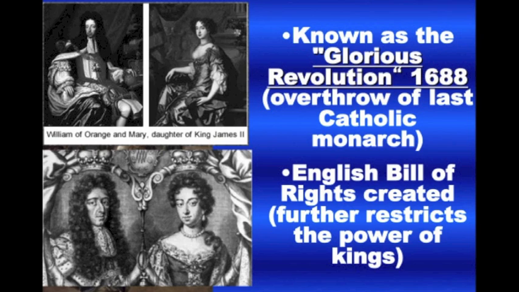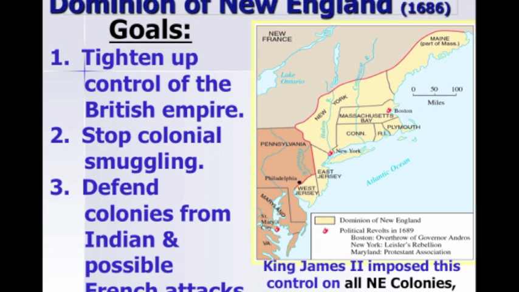So this goes down. Parliament creates an English Bill of Rights in 1689, once again British history stuff, and it places further restrictions on the power of kings. And this Glorious Revolution has consequences in the colonies. This is what we need to care about as APUSH or U.S. history students, or just weirdos on the internet watching videos.